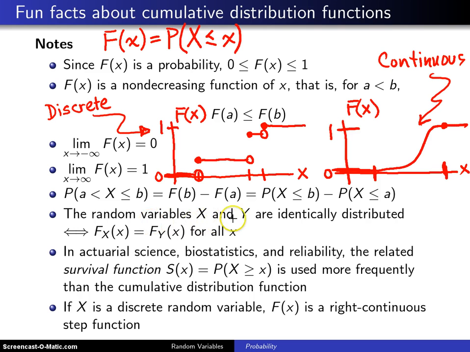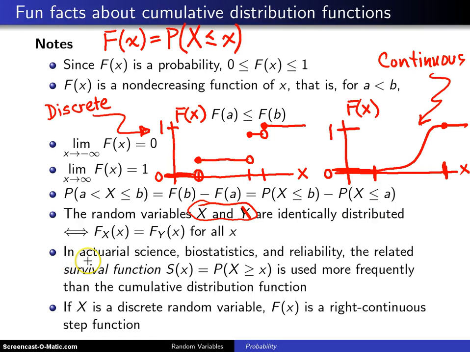The random variables X and Y are identically distributed if and only if F sub X of x is equal to F sub Y of x for all values x. Now notice there's two random variables running around here, namely X and Y, and because of that I use the subscript X and the subscript Y, both uppercase, to denote the difference between the two of them. The upshot is if the random variables are identically distributed, their CDFs are the same. If their CDFs are the same, then the random variables are identically distributed.